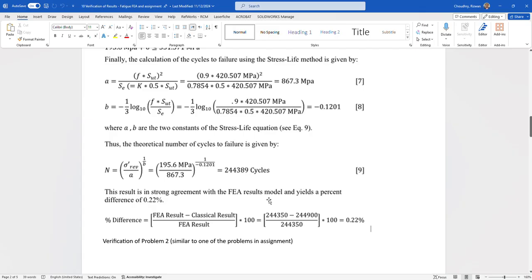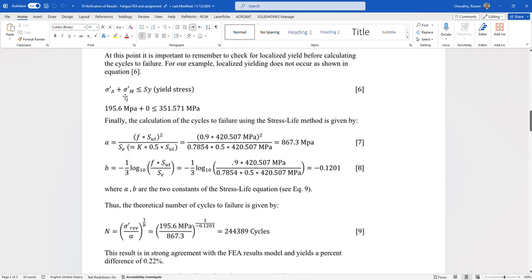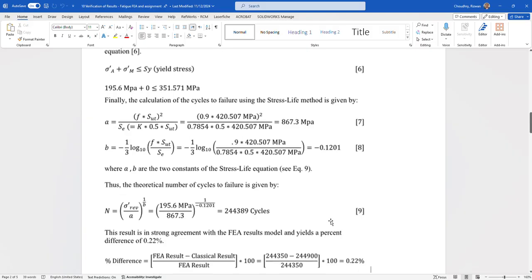When you do the assignment, I expect you to do a similar procedure as well, but you will need to account for some of the differences. For example, there you will have a mean stress as well. So make sure you read a little bit more, and I want you to consult some external references so that you can find the correct equations for that case, and then do the verification of your assignment problem as well.